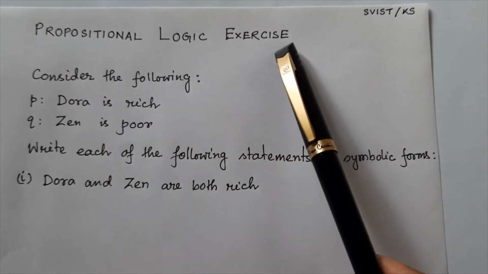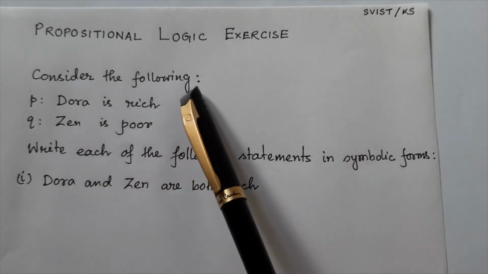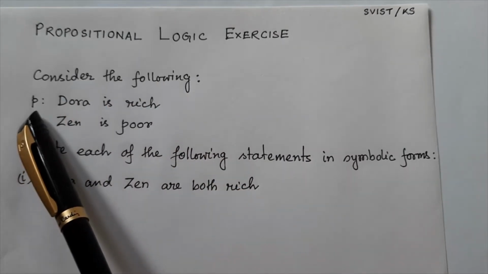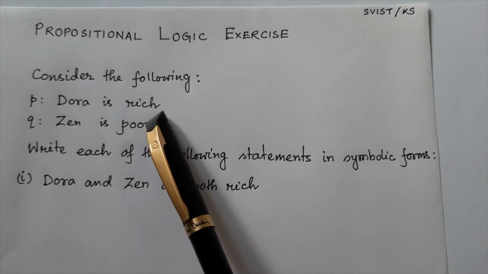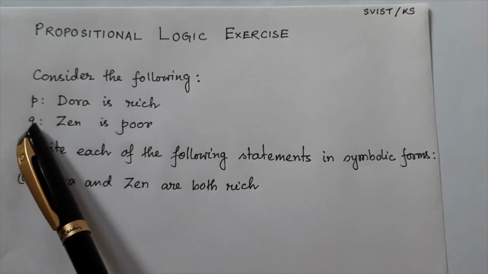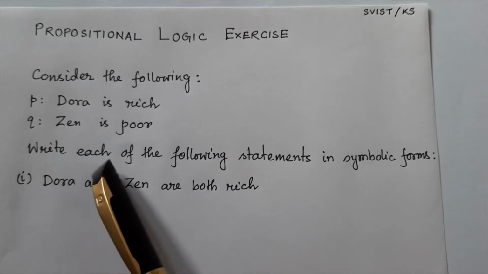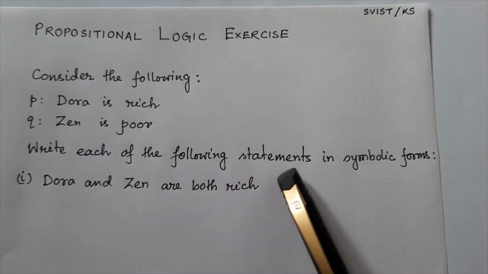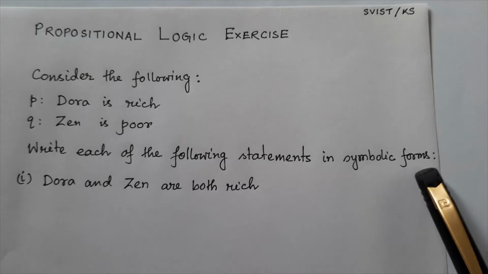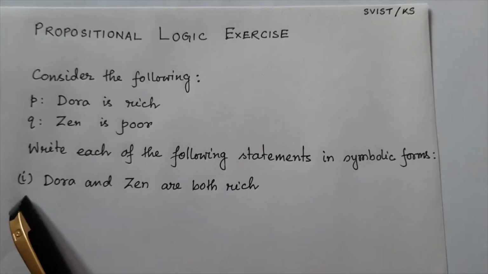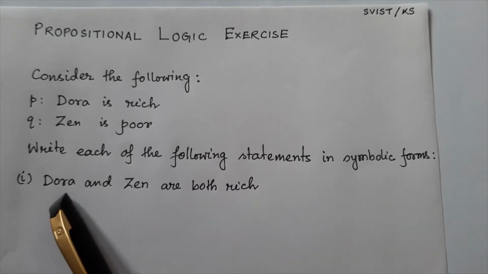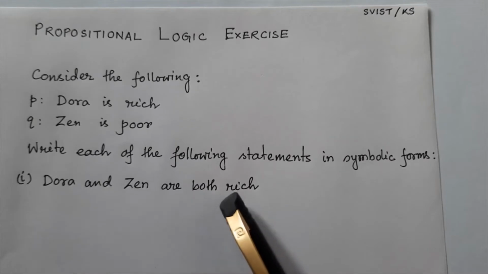Propositional logic exercise. Consider the following. Proposition P: Dora is rich. Proposition Q: Jane is poor. Write each of the following statements in symbolic forms. The first statement is Dora and Jane are both rich.